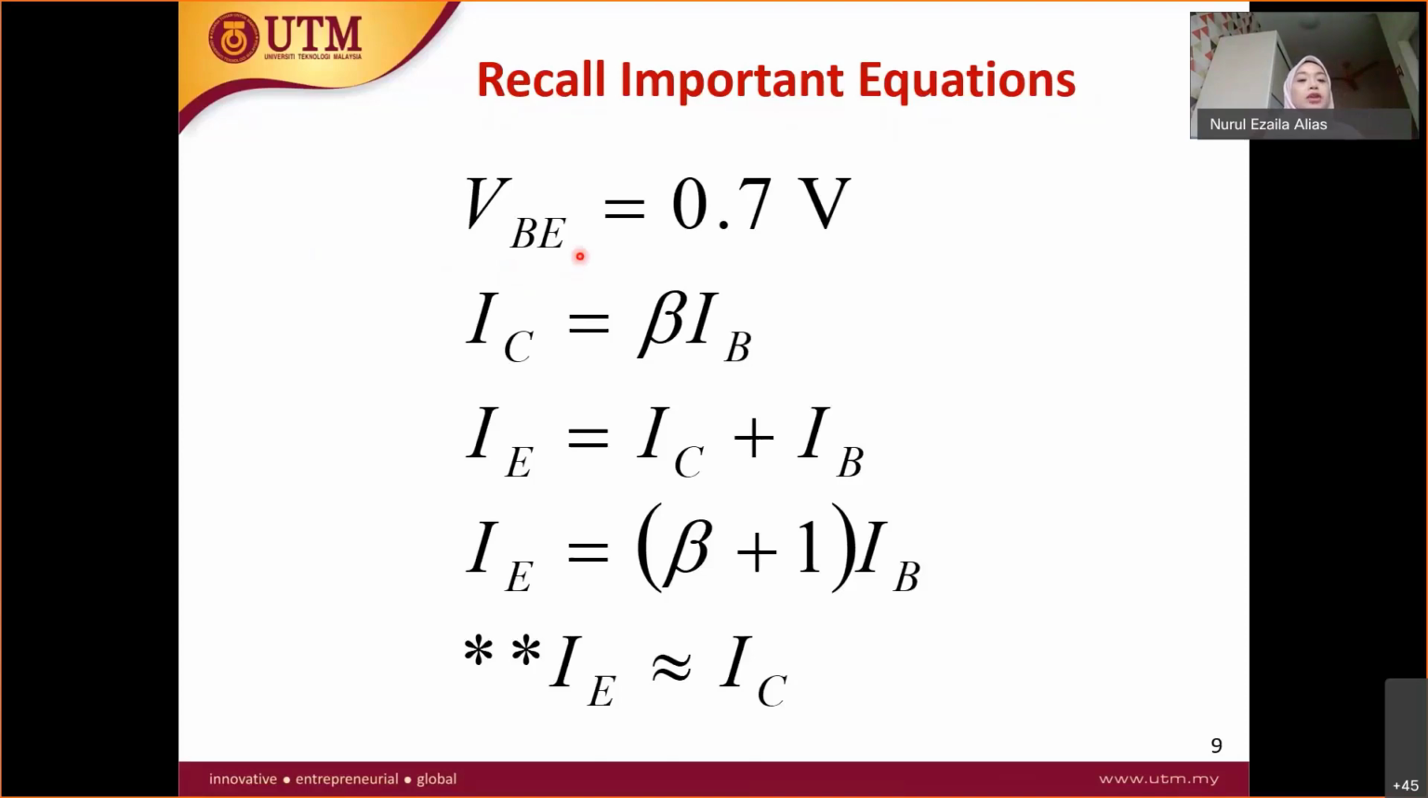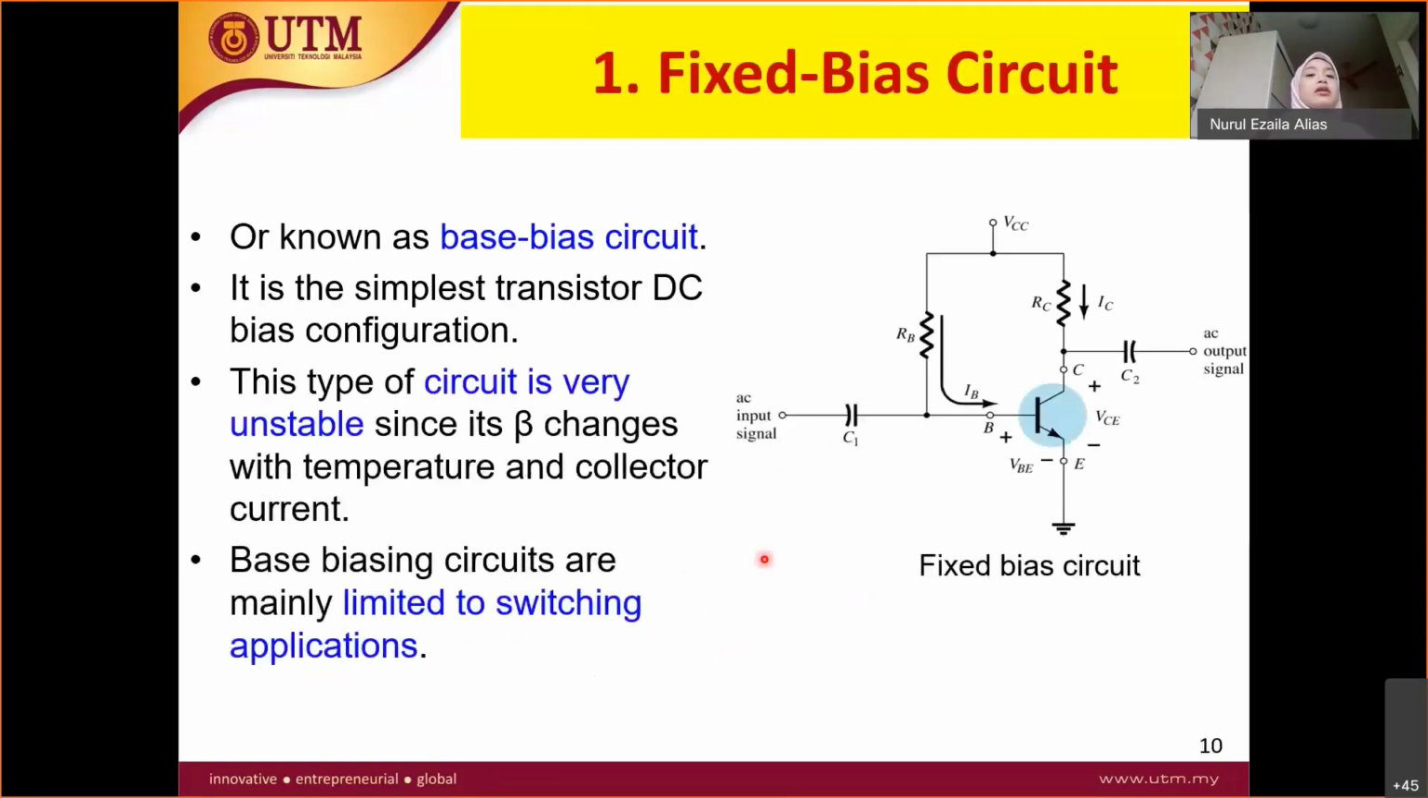The VBE voltage is fixed. Usually it is made of silicon, therefore 0.7 volt. IC is equal to beta IB, IE is equal to IC plus IB, and IE is equal to beta plus 1 times IB. How we derive this was in the previous lecture, Part 1. So this is how it looks on the fixed bias.